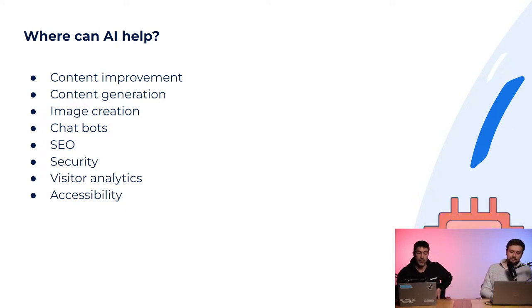We will show that anyway. SEO, self-explanatory, you can put copy into ChatGPT, for example, and it can give you better copy based on the keywords you give it. Again, we're going to show a demonstration of that, so I won't go into it too much now.